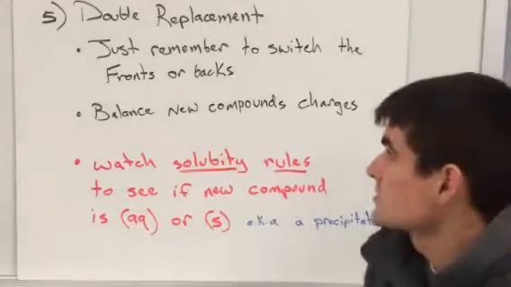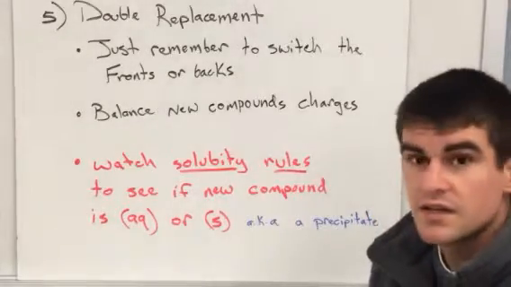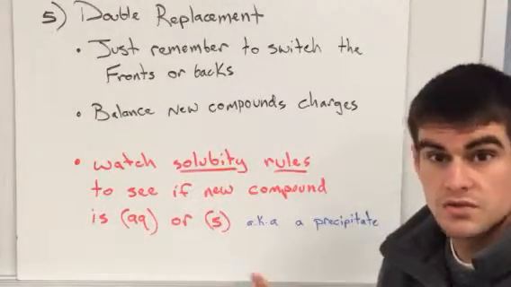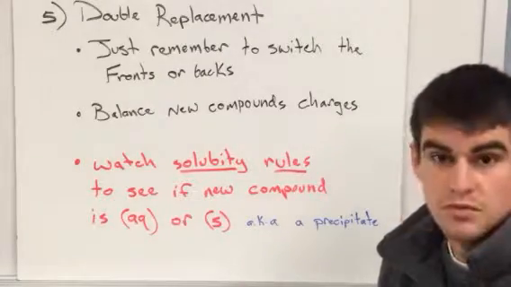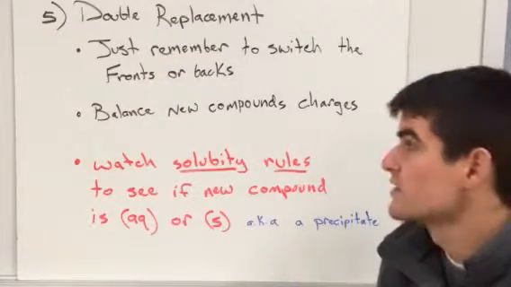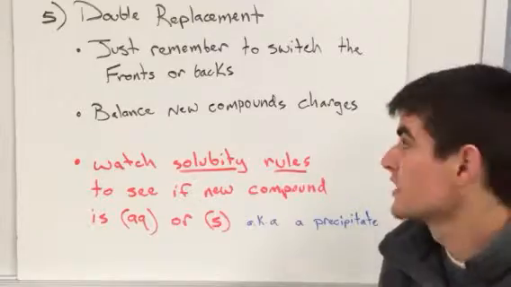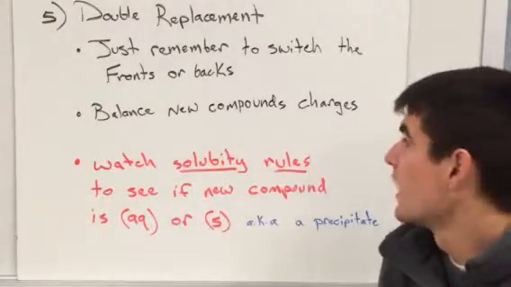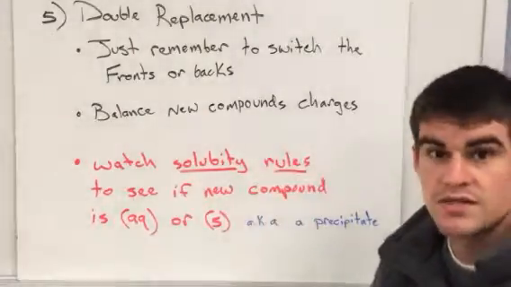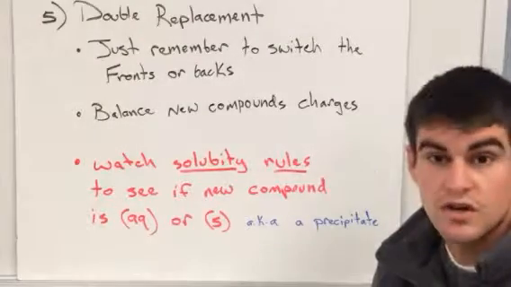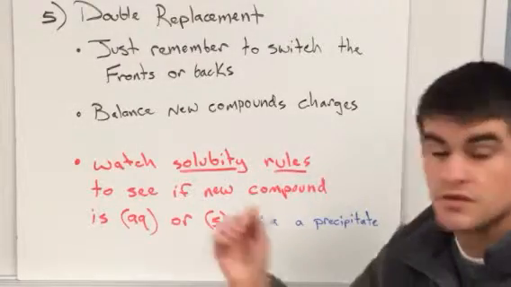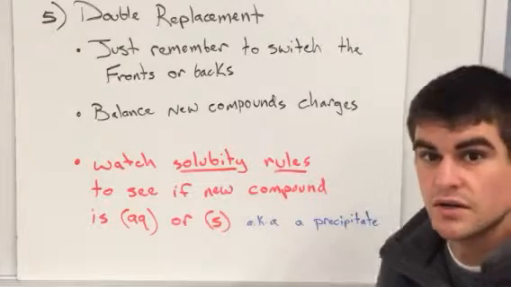And number 5 here, last one, double replacement. Here, think about it as switching the fronts or switching the back halves. They're both ionic, so figure out where that cut line is between your positive side and your negative side, and then just flip them. And then balance the new compounds based on those charges. Charges aren't going to change. So if it's an iron 3+ on one side, it's going to be an iron 3+ on the other side.